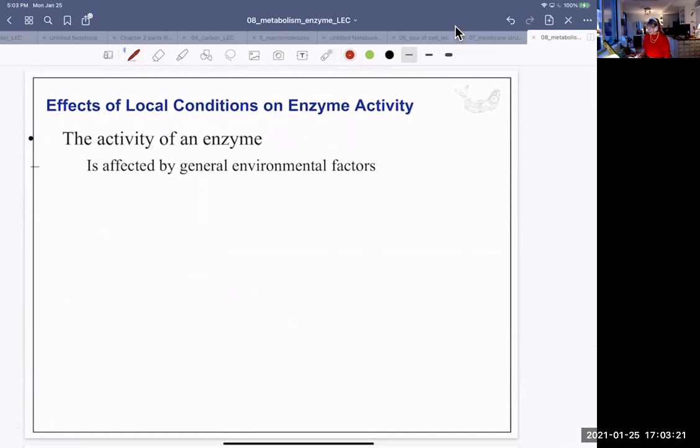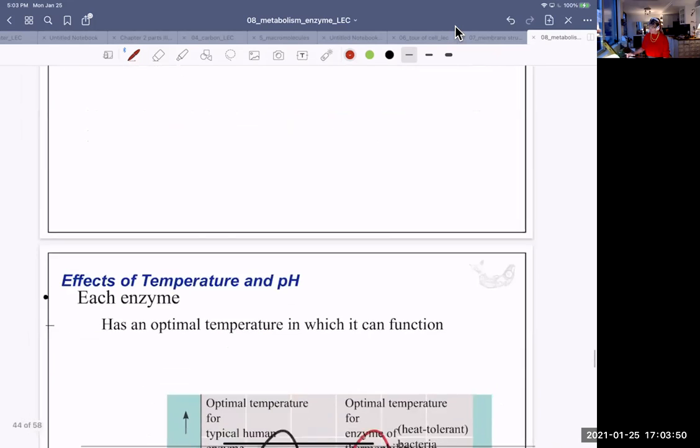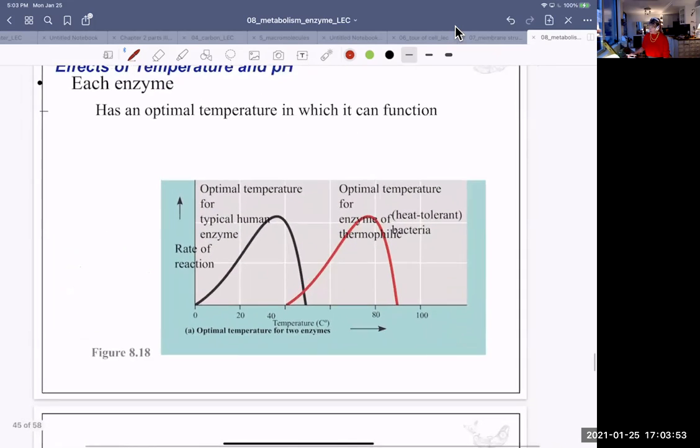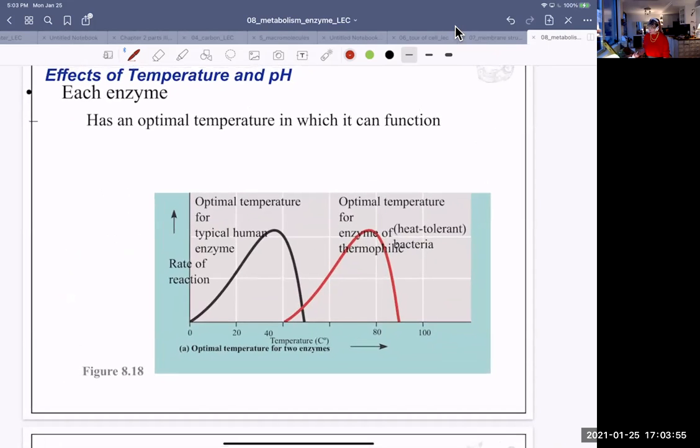And the activity of an enzyme is affected by the environment around it. When you consider all the different environments in the human body where enzymes have to work, sure, our temperature is 37 pretty much everywhere, but our pH is not the same everywhere at all. Our intestines have a basic pH. Our stomach has an extremely acid pH. And that kind of environment really affects how the enzymes can work. So the optimal temperature for a human enzyme is about 37 or so.